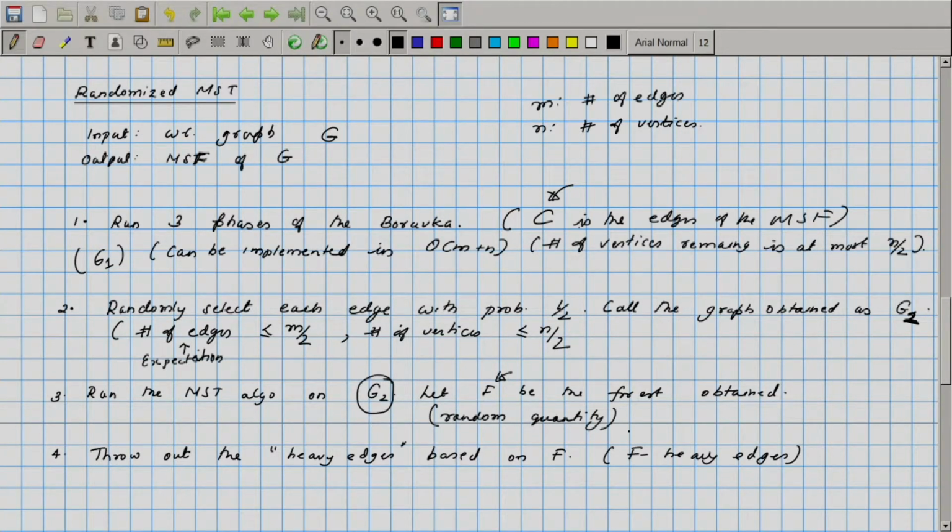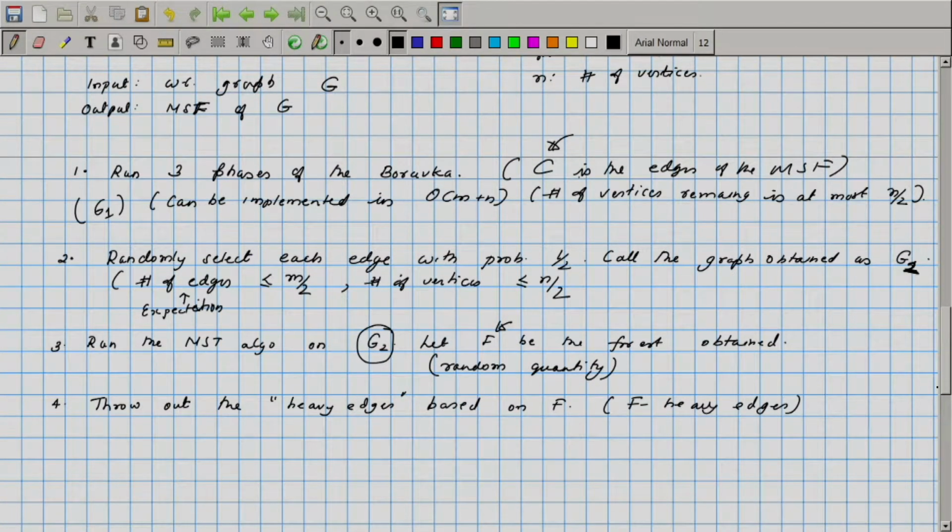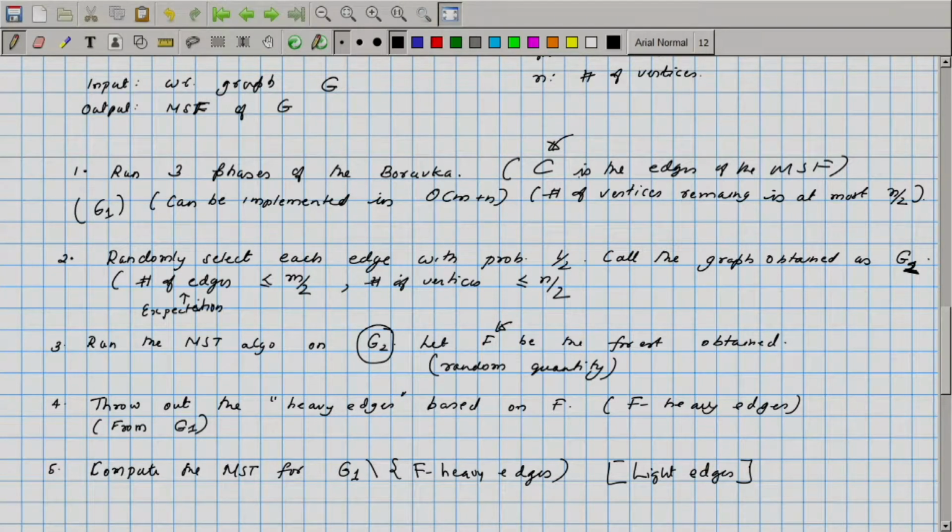This we will see a proof of later. And once we have thrown out the F-heavy edges, the remaining edges are called F-light edges. Okay. So, these edges are being thrown out from G, from the original graph G1. Now, once the heavy edges have been thrown out, we can compute the MST for the light edges. So, you compute the minimal spanning tree for the light edges and then return. If you call the light edges L, we will return L union C, that is the edges that we initially picked as the minimal spanning forest.